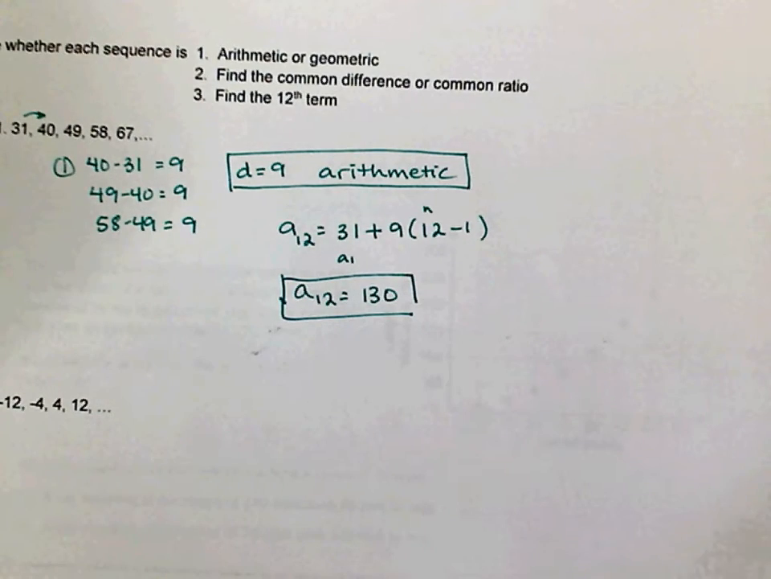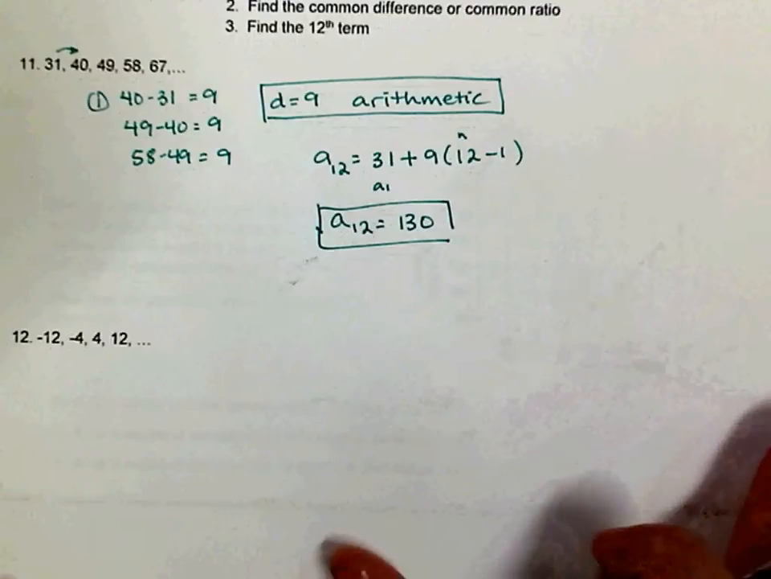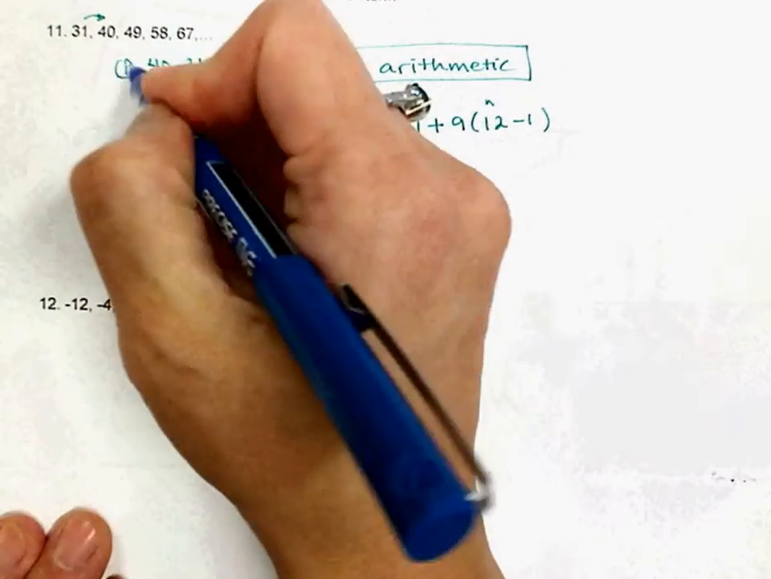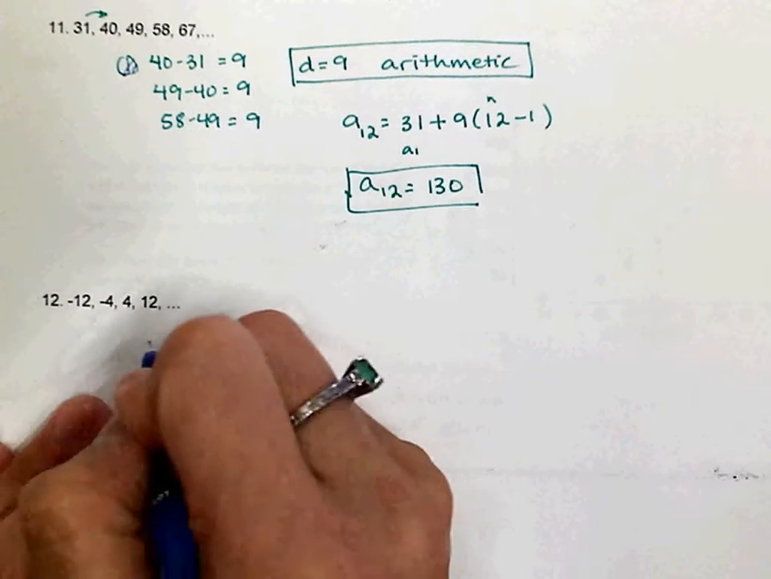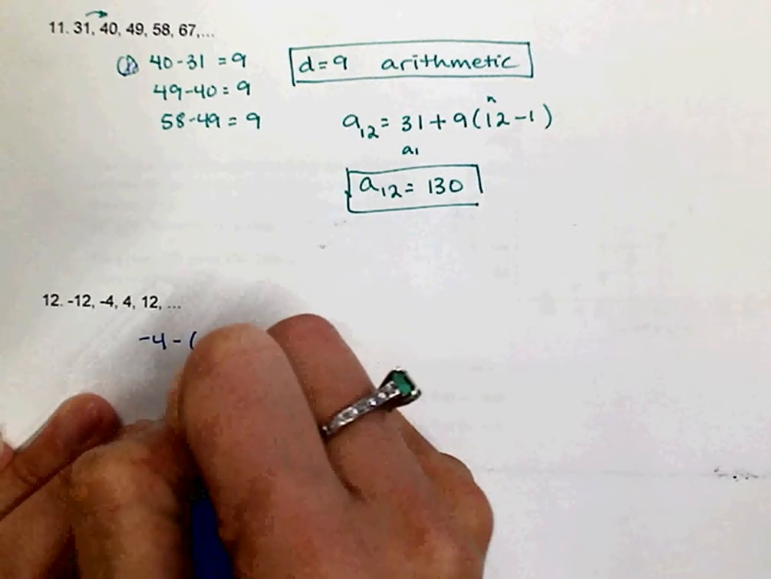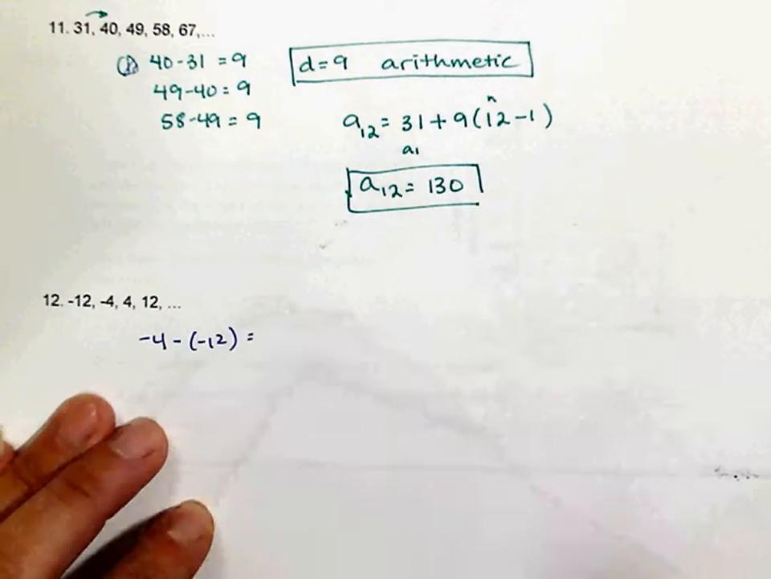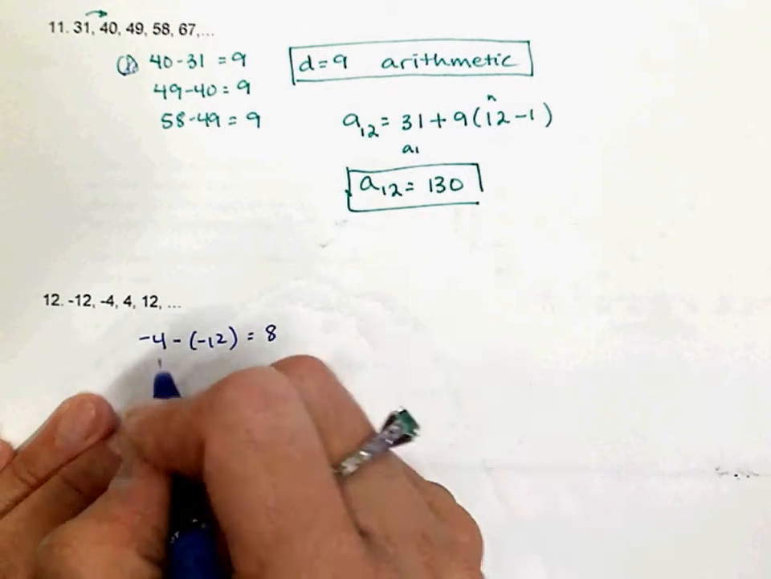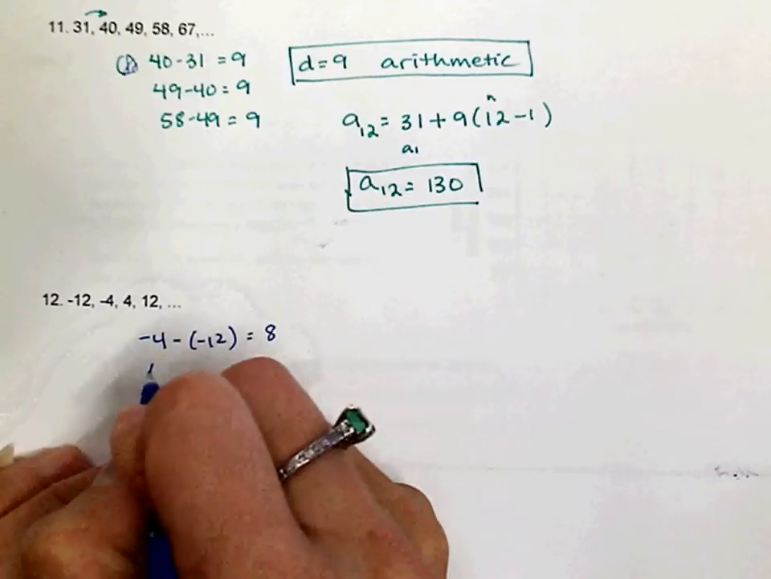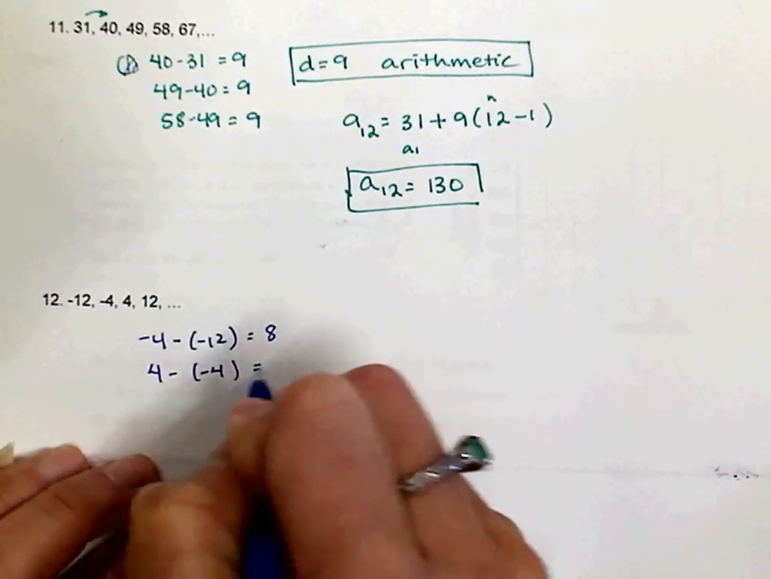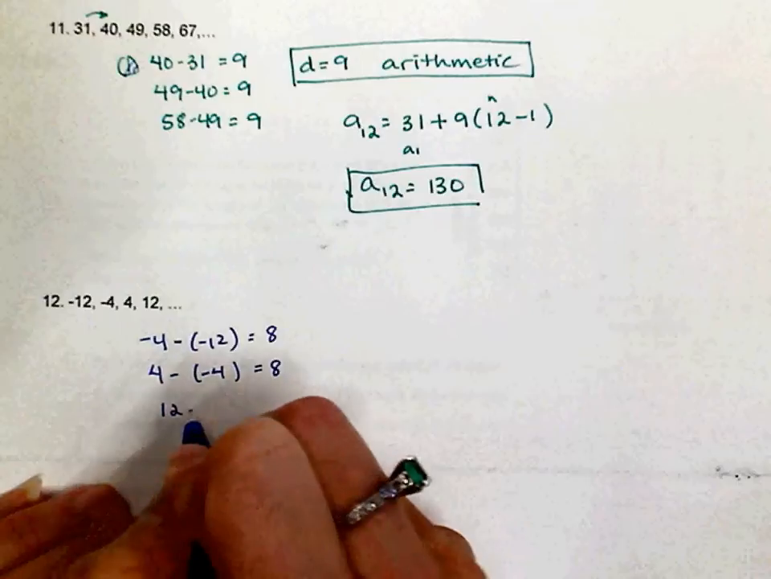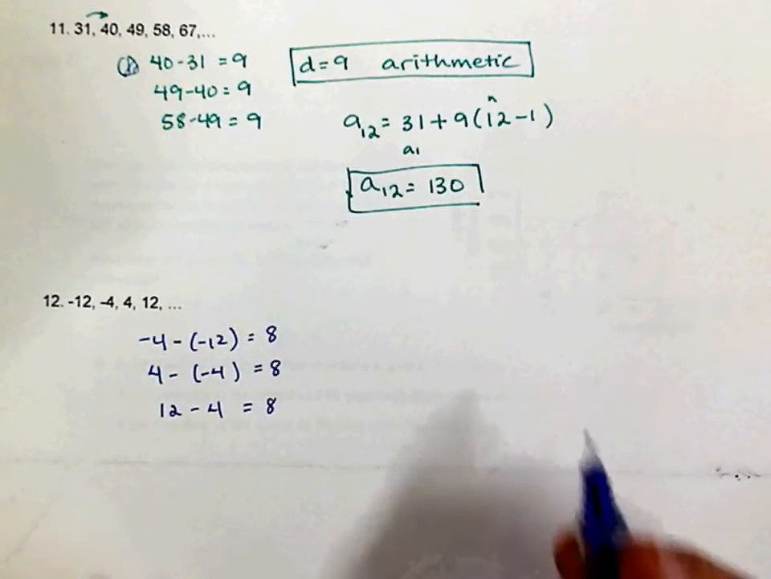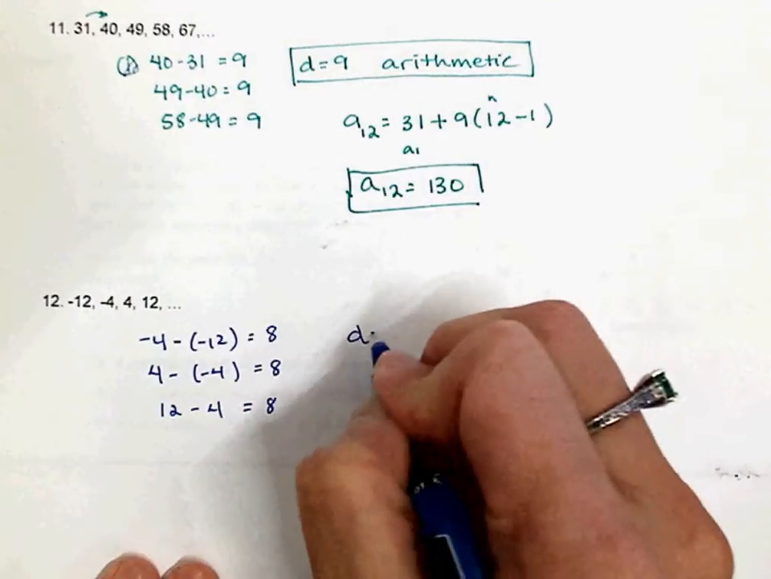Next part. Okay, so number 1, number 2, right there. Now let's take a look at this one. So we have negative 4 minus negative 12, which comes out to be 8. Next one, 4 minus negative 4, which comes out to be 8. 12 minus 4, which comes out to be 8. So notice the minus. That makes d equal to 8, and since you have a d, it's arithmetic.